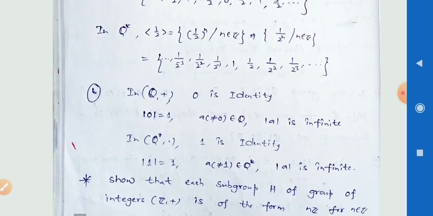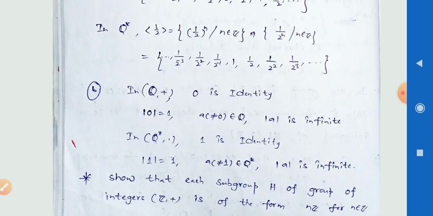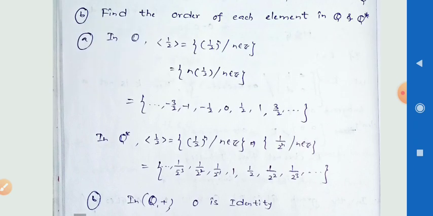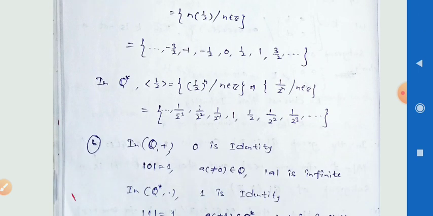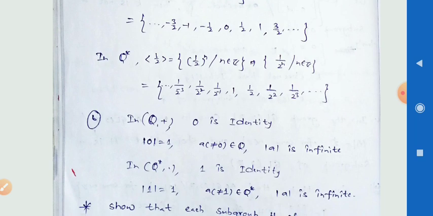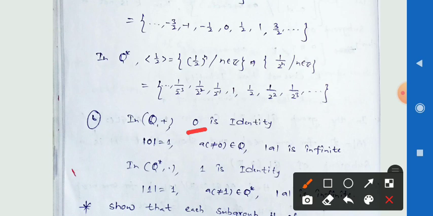Now the second question, (b). What is asked is to find the order of each element in Q and Q*. Now in (Q, +), Q is the rational number set and addition is the binary operation. In this set the identity element is 0, so the order of 0 is 1.